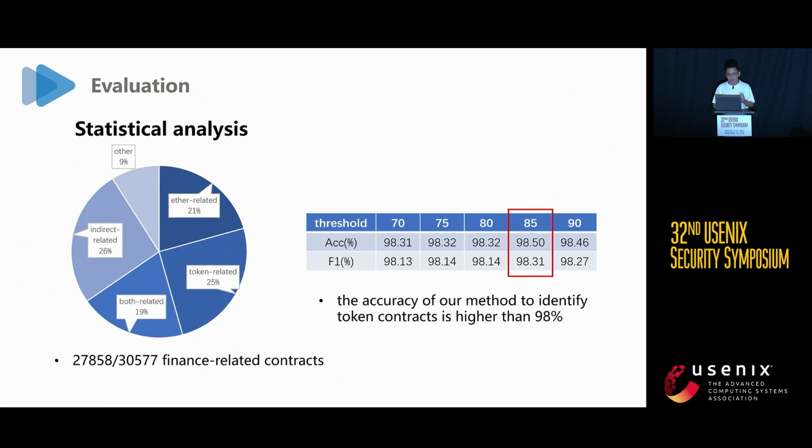We first perform some statistical analysis on the real-world dataset. We manually classify the contracts and find 27,858. This result corresponds to our first observation. Most contracts are finance related. And recall that our second observation is that most token contracts use similar names to denote the token balances. So we manually identify the token contracts and compare the result with the token contracts identified by our method. As a result, we find that our method can achieve accuracy higher than 98%, and this result not only validates our second observation, but also shows the effectiveness of our method to identify token contracts.